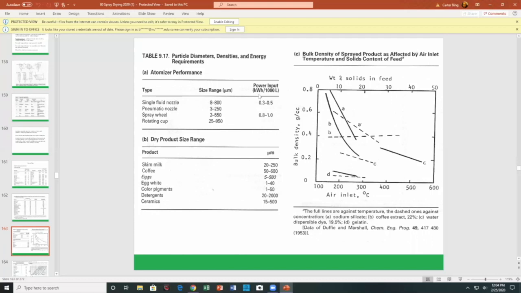kilowatt hours, which is energy, basically, per volume. Basic fundamental unit of power input. Bulk densities versus inlet air temperatures, you see some relationships, versus percent solids in the feed.